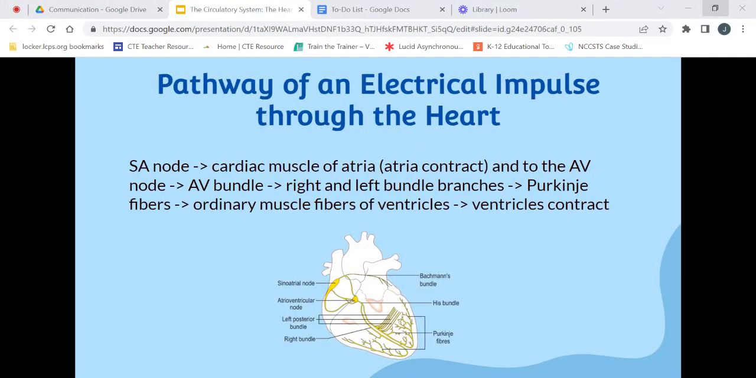So this is the pathway of an electrical impulse of the heart. It starts in the SA node, which is the pacemaker of the heart. It goes to the cardiac muscle of the atria, which causes the atria to contract, and to the AV node. Then it goes to the AV bundle, the right and left bundle branches, Purkinje fibers, to the ordinary muscle fibers of the ventricles, and then the ventricles contract.